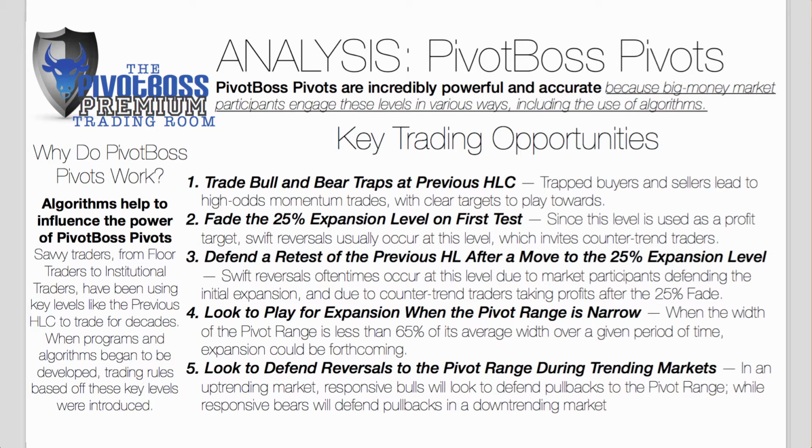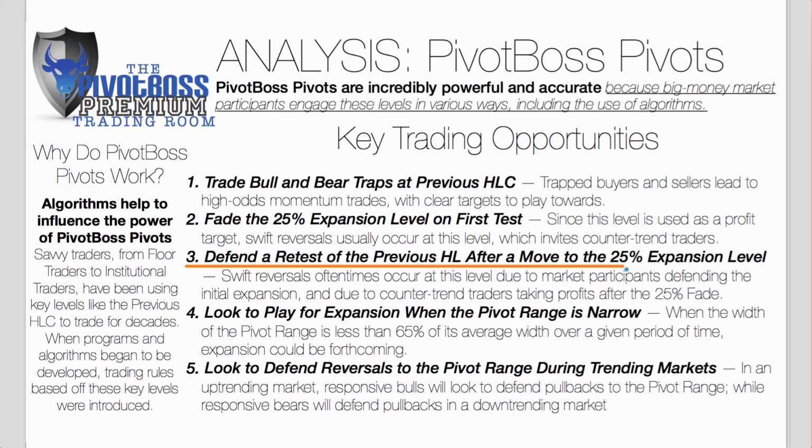So if price sees expansion, say through the previous high, let's just draw something real quick. Here's the range right here. There's the high, there's the low. If price sees a move through the previous high, and here's the 25% key level, when price comes back to see a defense or a retest of this level, that's where you're looking to defend for a push higher. So basically that's what part 3 is about. It's about defending a retest of the previous high or low after a move to the 25% level.